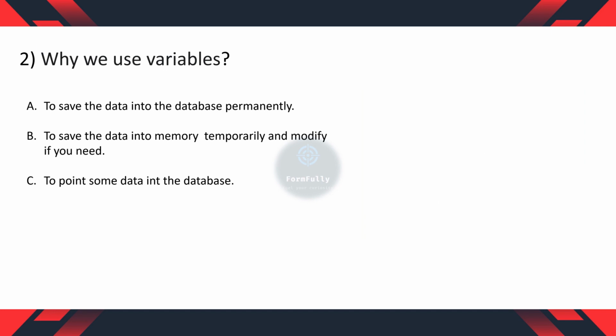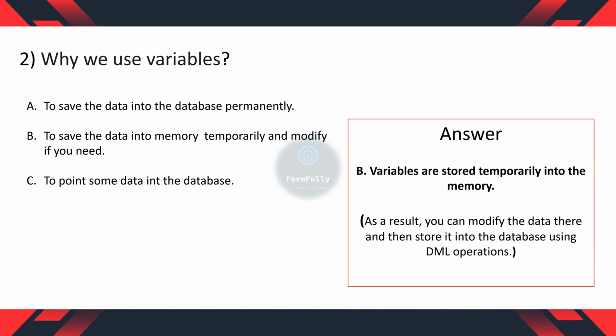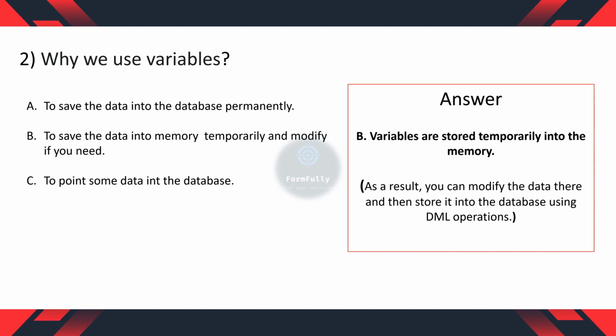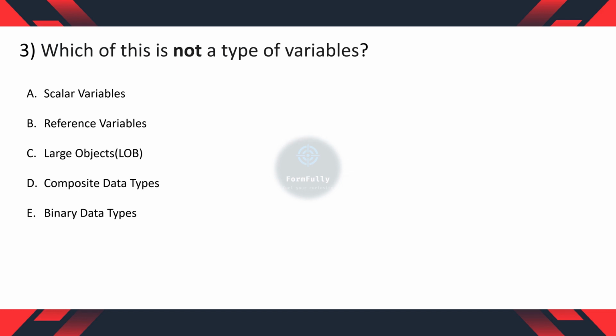Question 2. Why do we use variables? A. To save the data into the database permanently. B. To save the data into memory temporarily and modify it if you need. C. To point to some data in the database. The correct option is B. Variables are stored temporarily in memory, so you can modify the data there and then store it into the database using a DML operation.